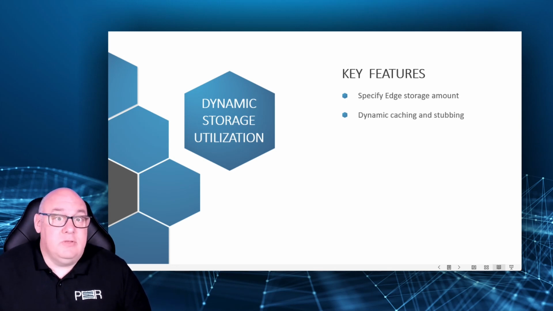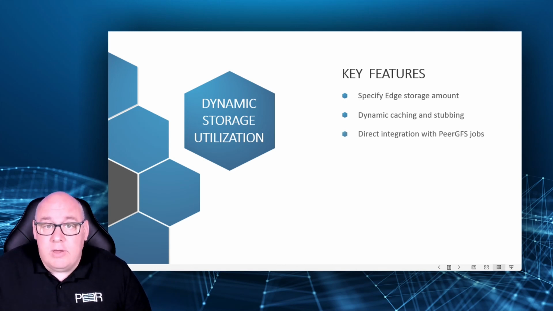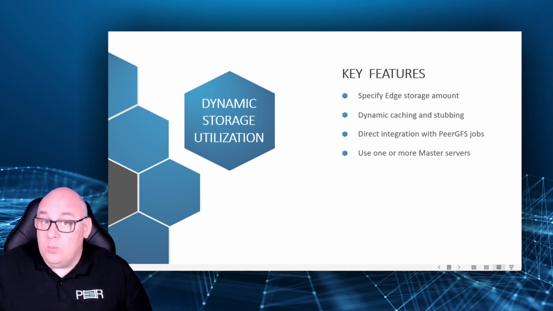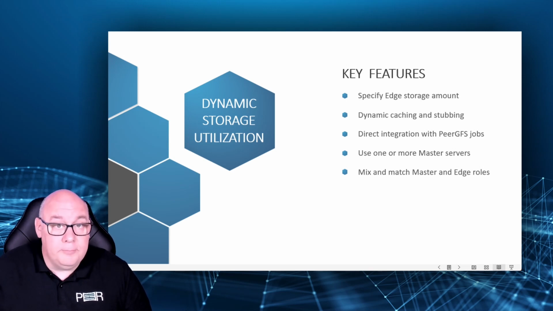Dynamic adjustments of the time periods used to determine whether to stub or rehydrate a file, allowing DSU to keep the assigned storage space as full as possible and provide the best experience for the end users. Direct integration with the file collaboration and synchronization job types in PeerGFS. Point-to-point data transfer capability between one edge and one or more masters. The flexibility to mix and match master and edge roles across different jobs.